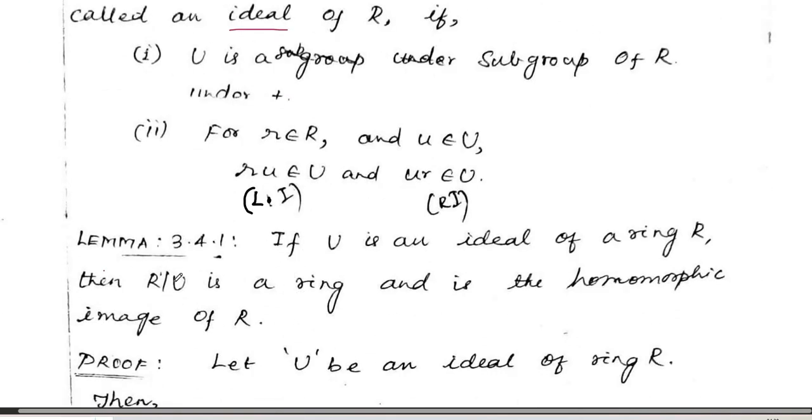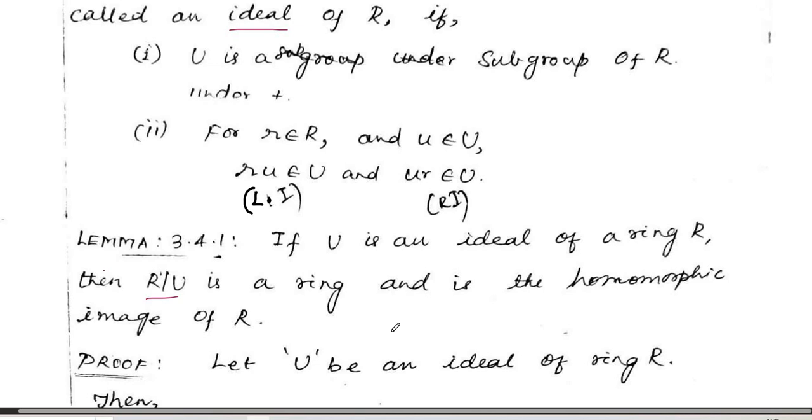Next, in this lemma, we are going to have two parts. One is, if U is an ideal of a ring R, then R mod U is a ring. So that is called the quotient ring. And the canonical homomorphism from R to R mod U is an onto homomorphism, or in other words, this is the homomorphic image of R. That is the canonical homomorphism, which we can define in a natural way.